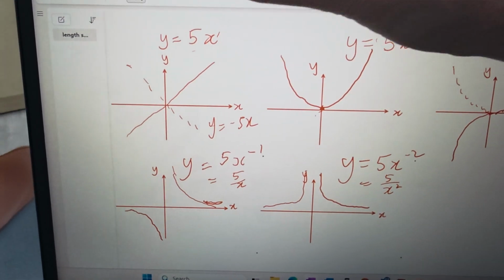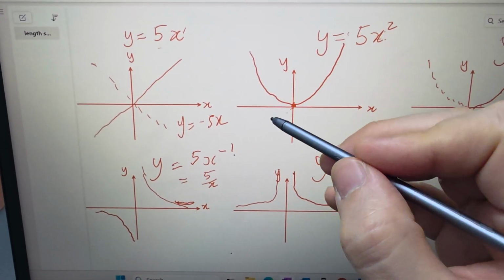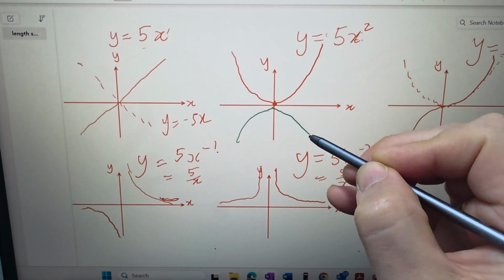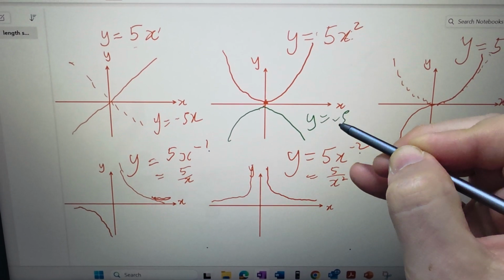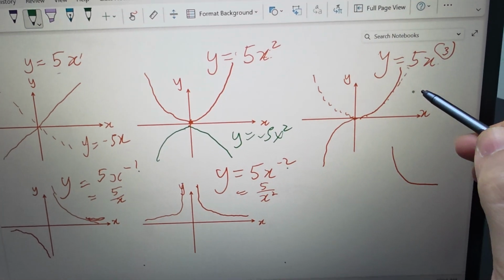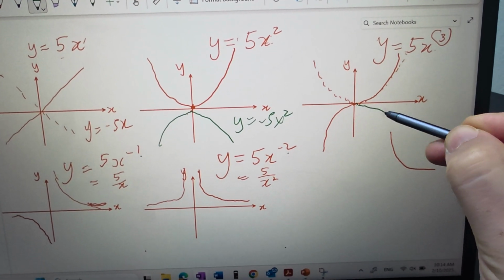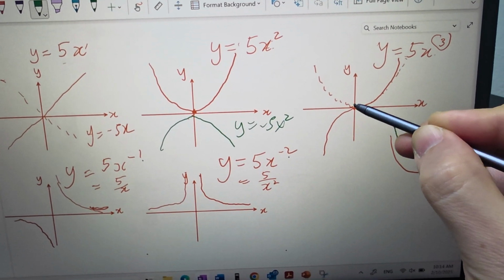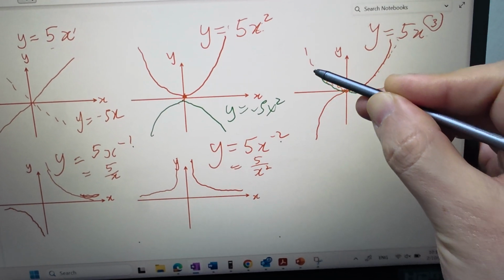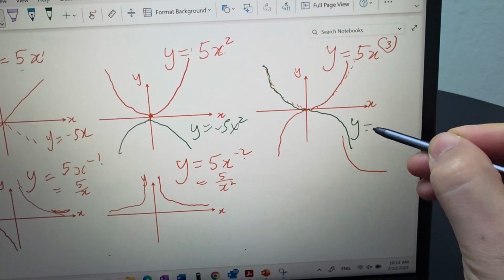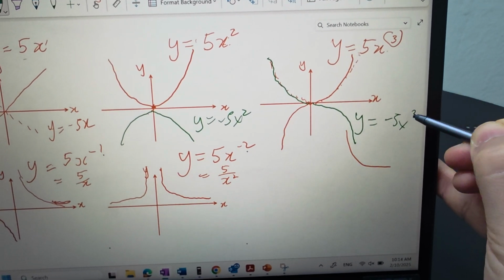So I'm going to draw in maybe green color. When it's negative, I think everybody knows it's a sad face. When it's negative, this will flip here, and this will flip back up, which is this dotted one. So this is when it's negative.